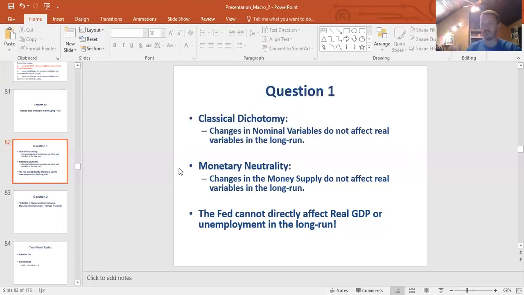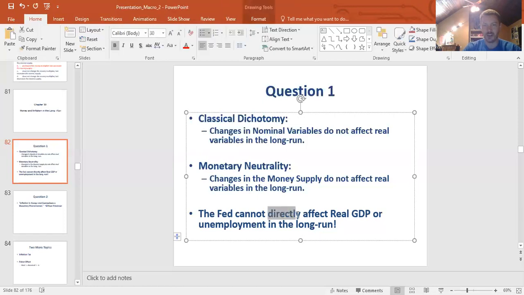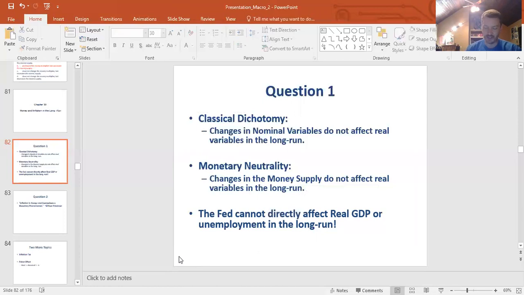Nothing in this chapter relates to the short run. This chapter is all about economic fundamentals in the long run. There's one more weasel word. Second weasel word is directly. The Fed can't directly affect those real variables in the long run. But there is an indirect effect that the Fed can have. It's a more subtle effect, but it's an important effect nonetheless.